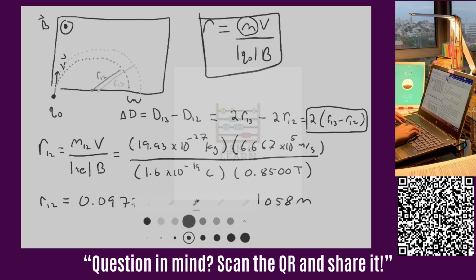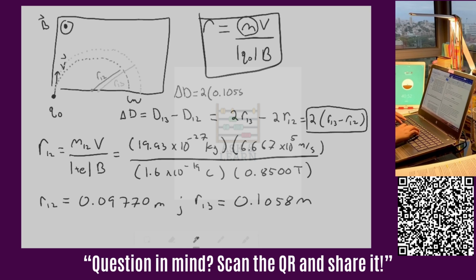So in the end, what do we have? We have that the separation between the two is given by twice 0.1058 meters minus 0.09770 meters. Putting it into our calculator, we see ultimately we have a separation distance of 1.63 times 10 to the negative 2 meters. And that is our answer.